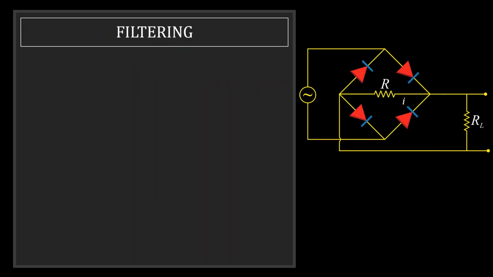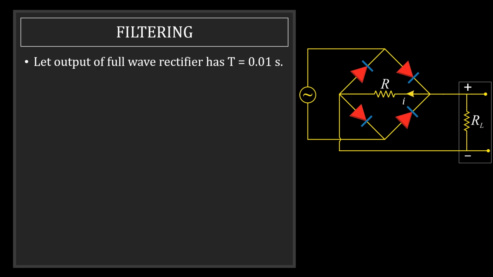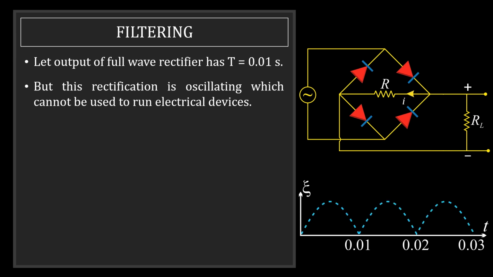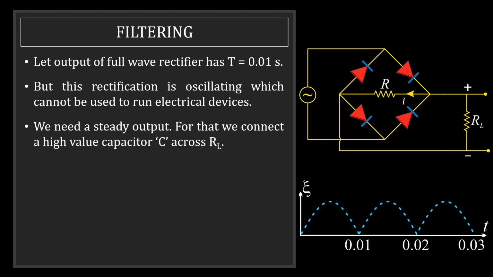Filtering circuit. As you can see, this is a full wave rectifier through which the current will go in the left direction. Because the current is going in the left direction, this location is at high potential and this location is at low potential. Now we will take the output here. Let the output of full wave rectifier have a time period of 0.01 second. But this rectification is oscillating, which cannot be used to run electrical devices. We need a steady output.